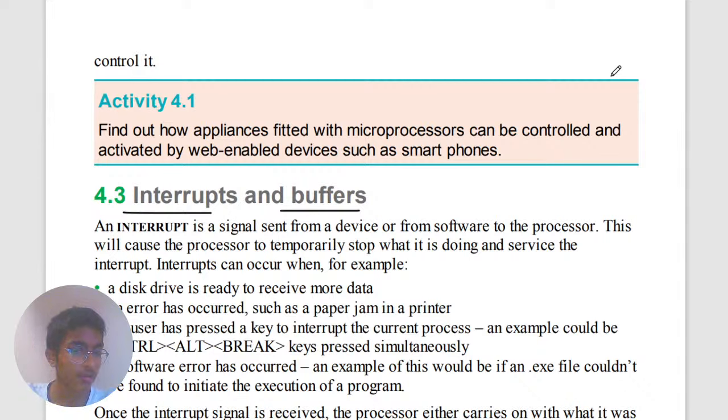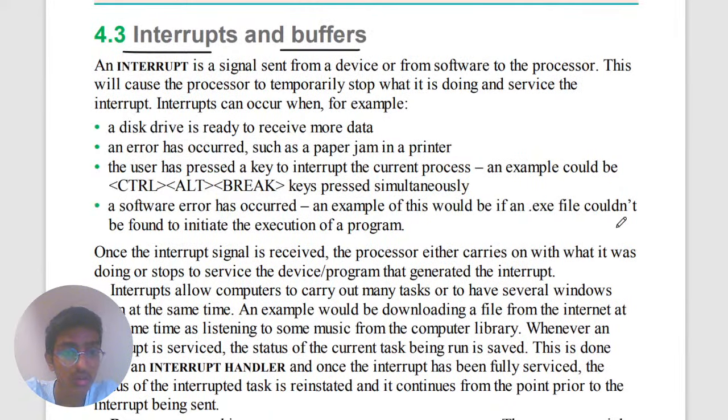Once the interrupt signal is received, the processor can either carry on with what it does or it will stop and service the program. That's simply what an interrupt does. It's a signal sent from the software or device to the processor, to stop whatever it's doing and focus on what it needs help on.